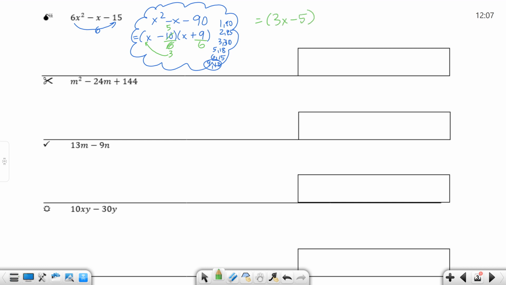The 3 comes in front of the x. What about 9 and 6? Well, they both have a 3 in common. So 3 divided into 9 is 3. 3 goes into 6 twice. Now a 2 comes up. So this is going to be 2x plus 3. And there's your final answer. If you FOIL that out, this will end up being this if you FOIL it, okay? So we get 3x minus 5, and then we get 2x plus 3.